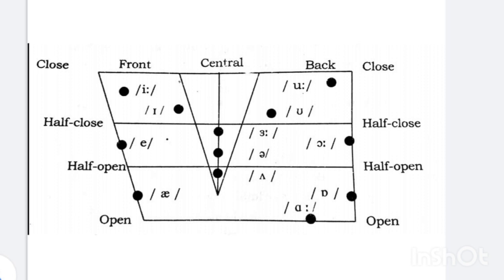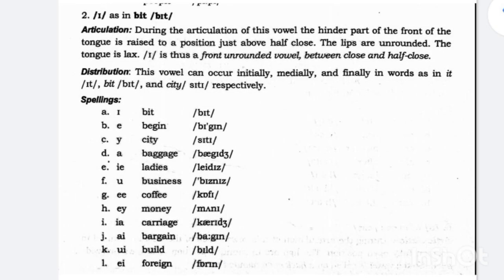The lips are unrounded here, bit. Just observe your lips. Is it rounded or unrounded? It is unrounded. So, the lips are unrounded. The tongue is lax, bit. The tongue is not in a very stressful position. It is lax, relaxed. It is not under pressure. It is not in a vibrating position. It is not in a tensed position. It is lax.